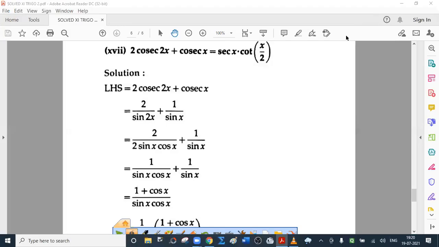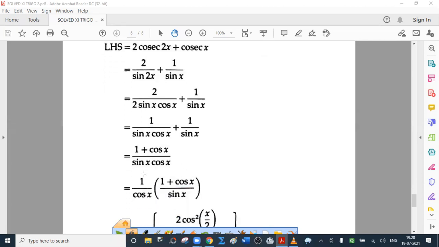Next one, prove that 2 cosec 2x plus cosec x is sec x into cot x by 2. We begin with LHS. 2 cosec 2x plus cosec x. Cosec 2x is 1 upon sin 2x. But what is sin 2x? 2 sin x cos x, which is nothing but LCM. Of course, before that, we have to cancel 2. So what is numerator? 1 plus cos x.